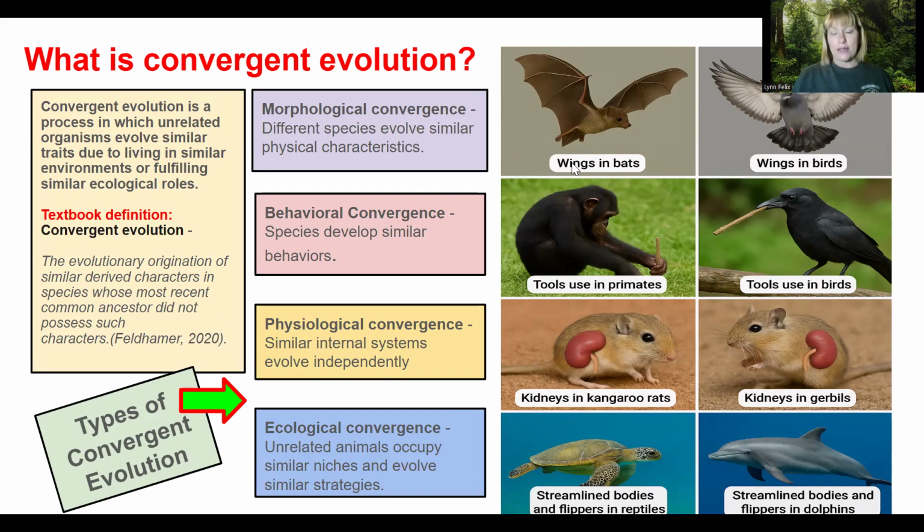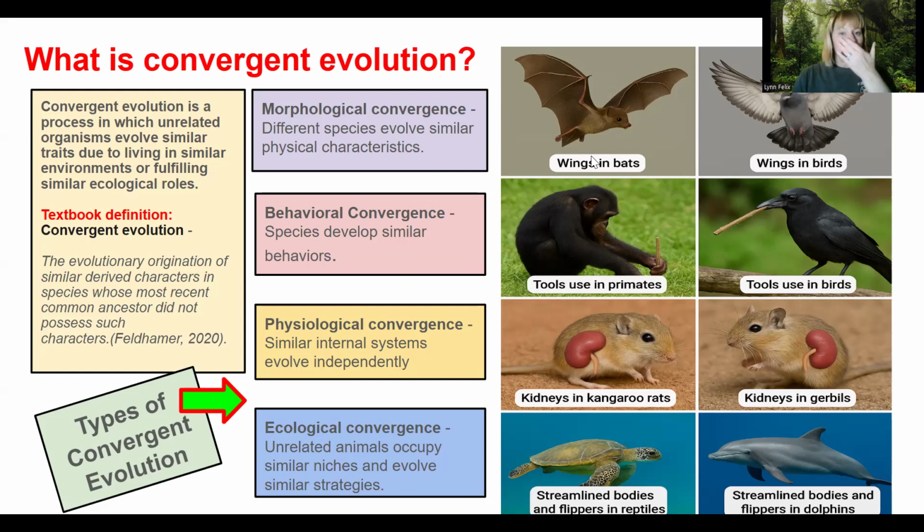So when we're looking at and talking about convergent evolution, what do we mean? What are the types of convergent evolution that are out there? On the slide here, I've listed for you morphological convergence, behavioral convergence, physiological convergence, and ecological convergence. And I've also given you examples of each. So we're going to take a look at that.